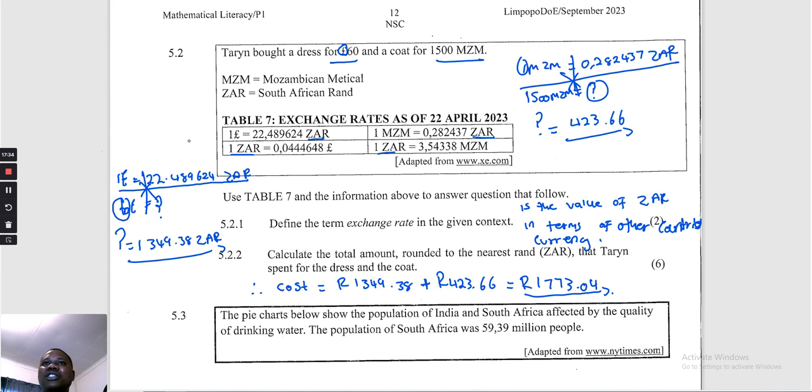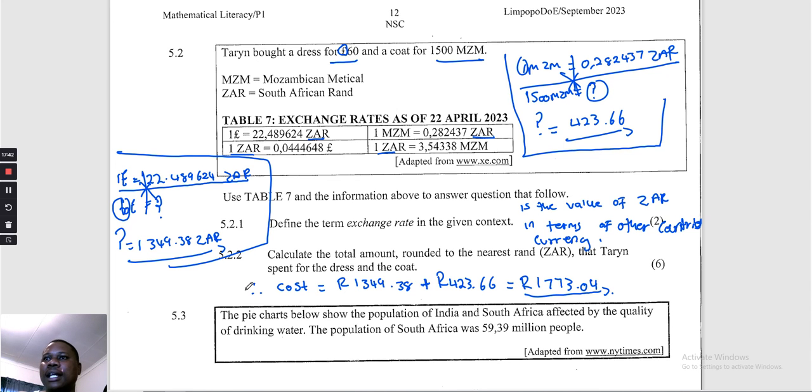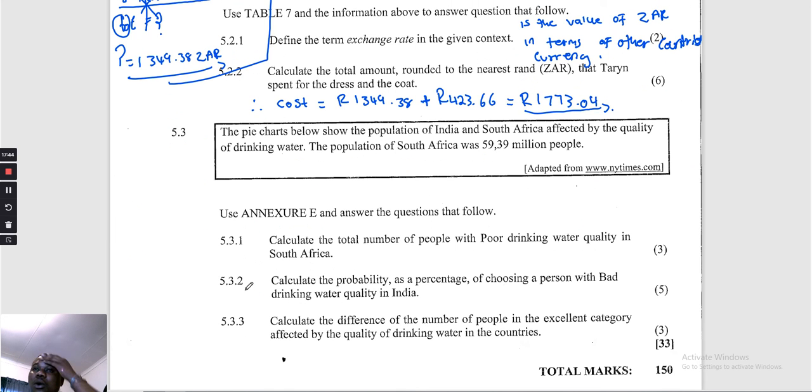But remember, this 2 needs to be shown. When you're doing your 5.2.2, they have to be shown so that you can earn the marks. Okay, let's go to 5.3.